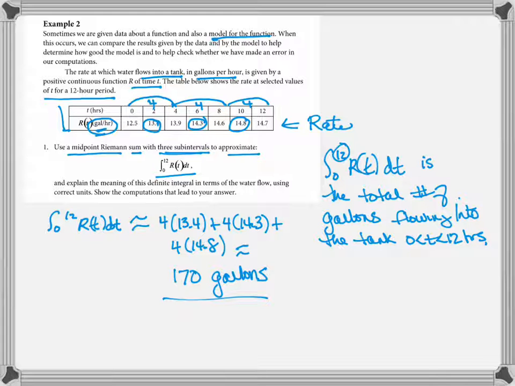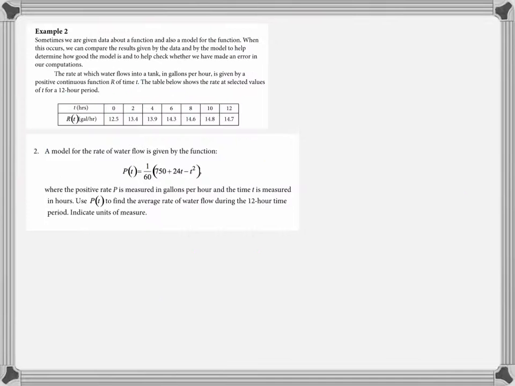Let's go on to part 2. So now they give you a model. This was just the data, and they've given you a model for the flow into the tank. They want you to use P of T to find the average rate of water flow during the 12-hour period. So we have to pay very close attention to the wording.